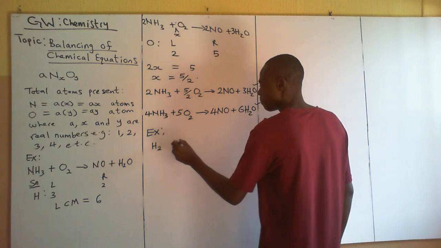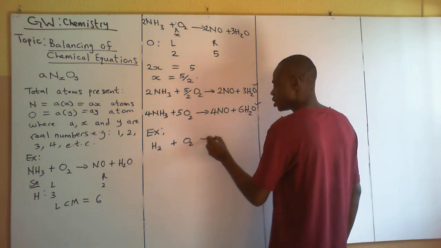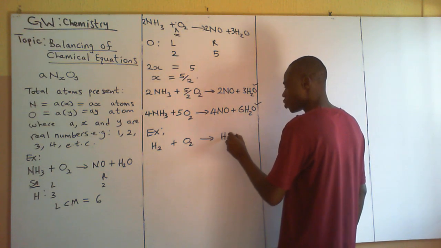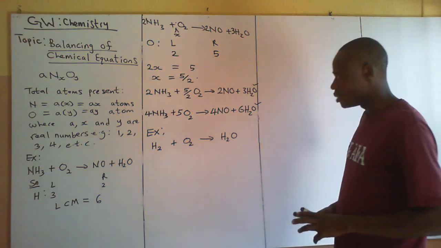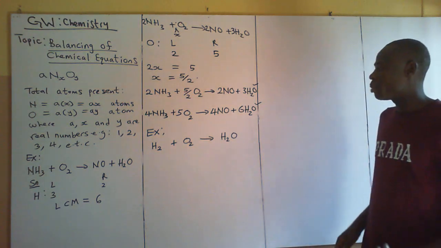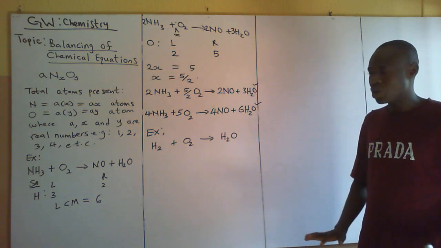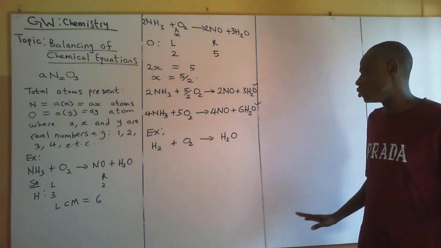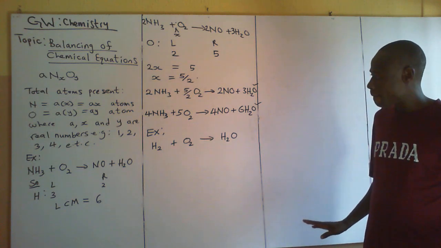H2 plus O2 giving you H2O. Remember, this is the elementary part of chemistry, and if you do not know how to balance chemical equations, there is practically nothing you can do in chemistry.